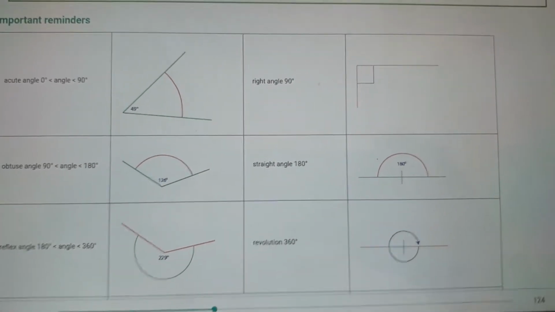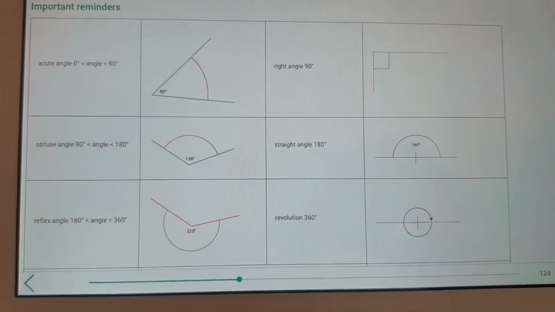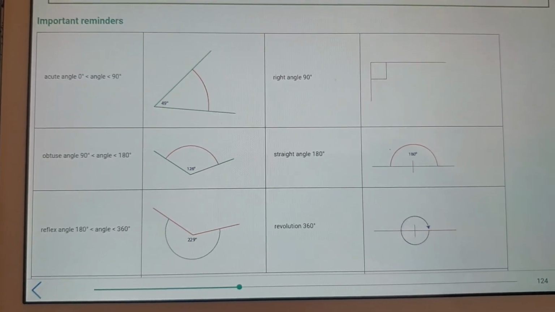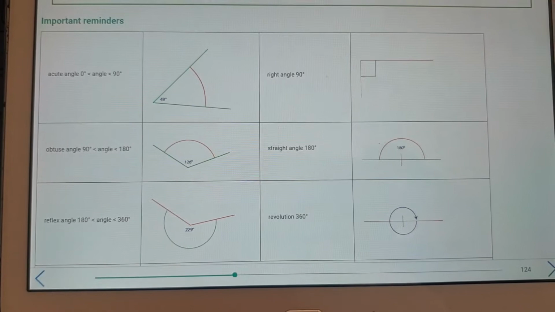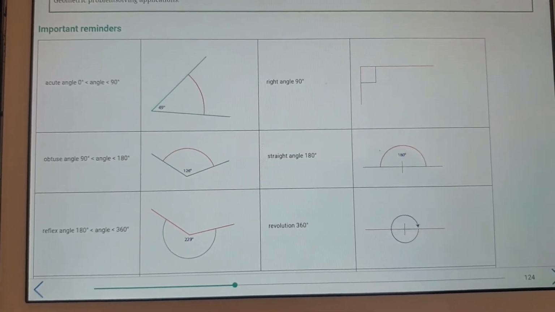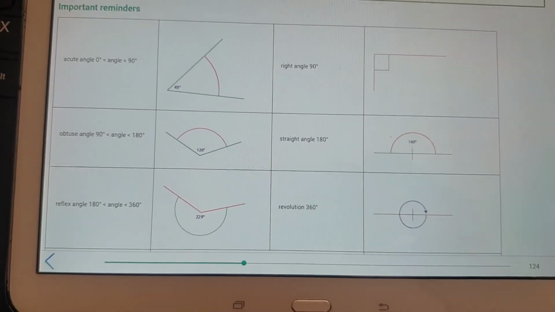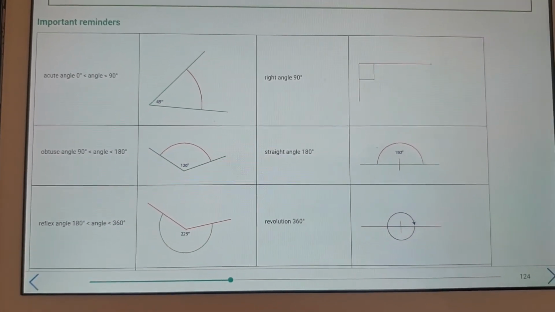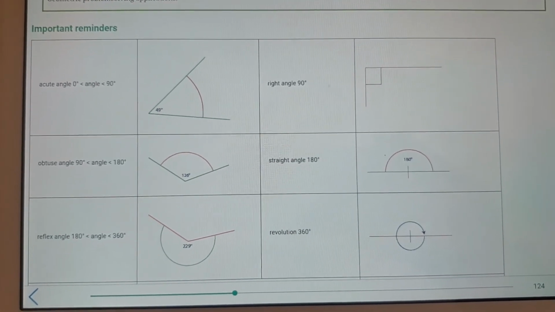Here we have a look at our different angles. So the first one we are looking at is an acute angle. An acute angle is smaller than 90 degrees. Second one, obtuse. Our obtuse angle is bigger than 90 degrees but smaller than 180 degrees. The third one we have is a reflex angle. So our reflex angle is bigger than 180 degrees but smaller than 360.